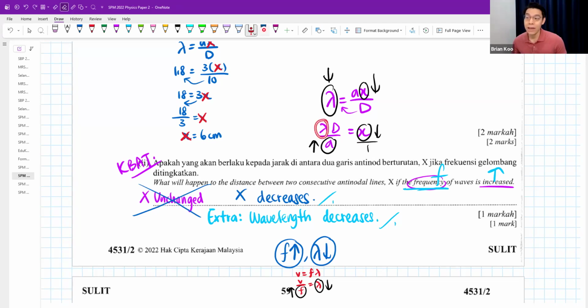I can change the wavelength, it will affect the X. It won't disturb the D, the a. I can change the D, it will affect the X also. It won't disturb the wavelength or the a. I can change the a, it will affect the X. It will not affect the lambda, the D. So everything here could be the manipulated variable, but X is the only one that is responding.